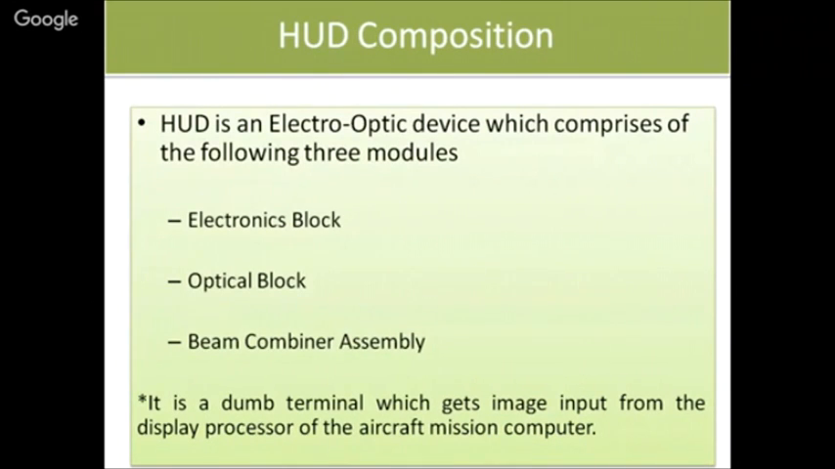It is basically an electro-optic device which comprises the following three modules: the electronics block, the optical block, and the beam combiner assembly. It is basically a dumb terminal which gets the image from the display processor of the aircraft mission computer and displays and projects it onto the ambient of the pilot. Right now, as I told you, we don't have an inbuilt display processor in it.